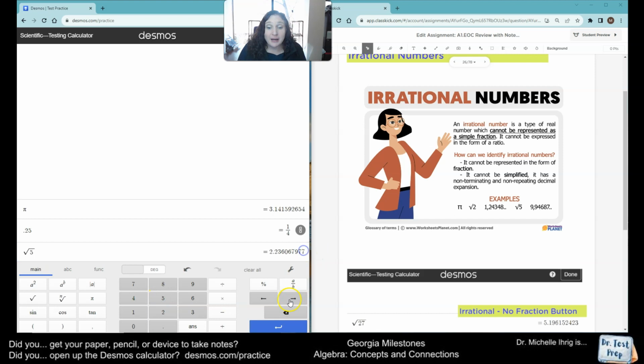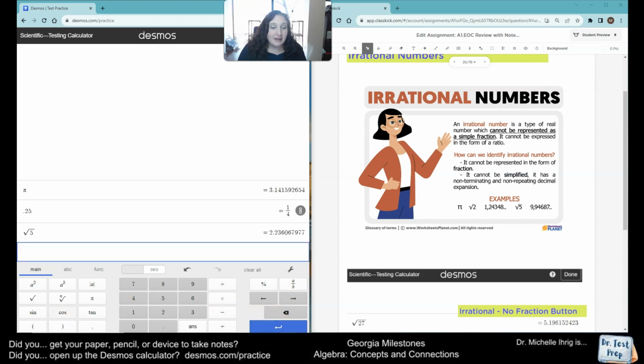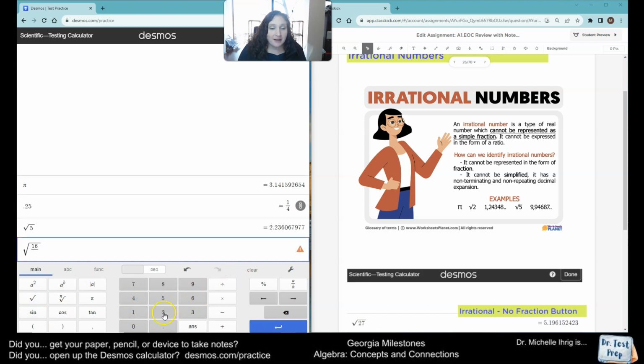Let's type in the square root of 5. Do you see a fraction button? Nope. Irrational number. Let's type in the square root of 16 divided by 25. Watch. The square root of 16 divided by 2 is that, but look what happens when it becomes 25 in the denominator. Boom. Fraction button. Rational number. It's literally that easy. You see the fraction button? It's rational.